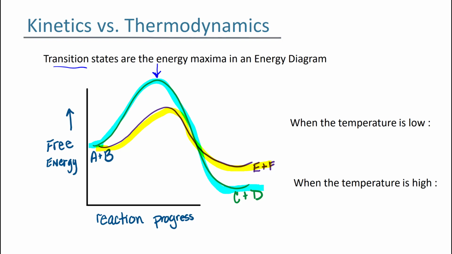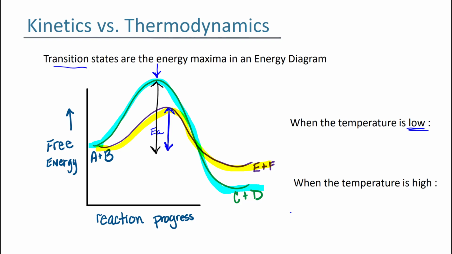Now if your temperature is low, that means that you're not going to have a whole lot of energy to get over the hump, right? And this hump, the difference between the energy of that transition state and the energy of your starting material, has a name. It's called energy of activation, or activation energy, and we abbreviate it E sub A. So if your temperature is low, then you only have enough energy to get over this smaller energy of activation. Whereas if your temperature is high, we have enough energy to get over the bigger hump.